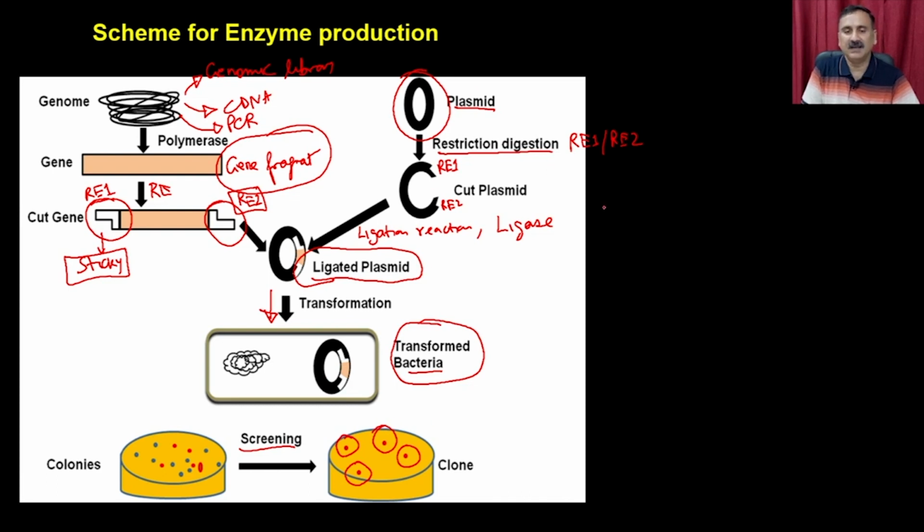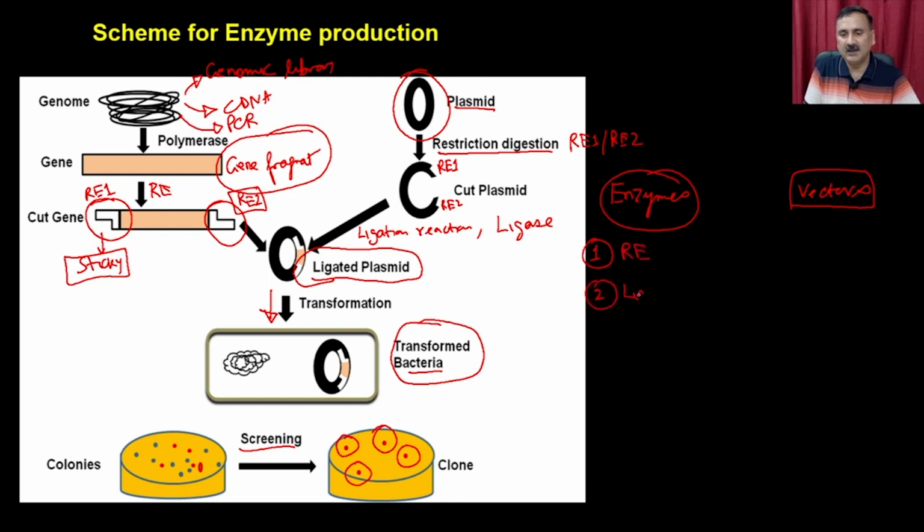So what you see here is that in this particular process, we are utilizing different types of enzymes, and we are also utilizing different types of vectors, because the vectors could be of different types. So what are the enzymes we are utilizing? We are utilizing the restriction enzymes, we are utilizing the ligase, and we are also going to utilize other enzymes which are required for the cloning reactions, right?